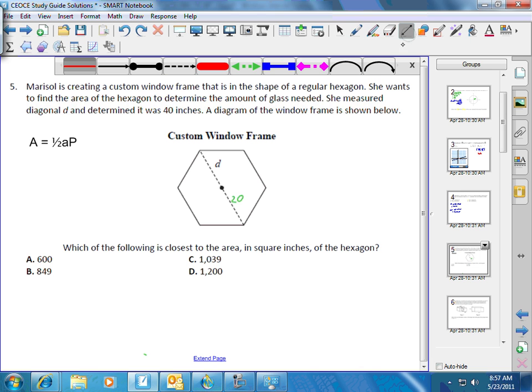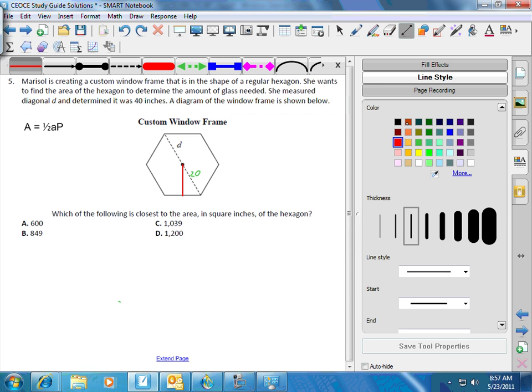Remember, the apothem goes from the center of the polygon perpendicularly to the side. All right. So we're going to have to find the apothem, and we're going to have to find the perimeter of the hexagon. So what we can do is find the length of one side and then multiply that times 6 to get the perimeter. We're going to use what we know about right triangles to find the apothem and the perimeter.